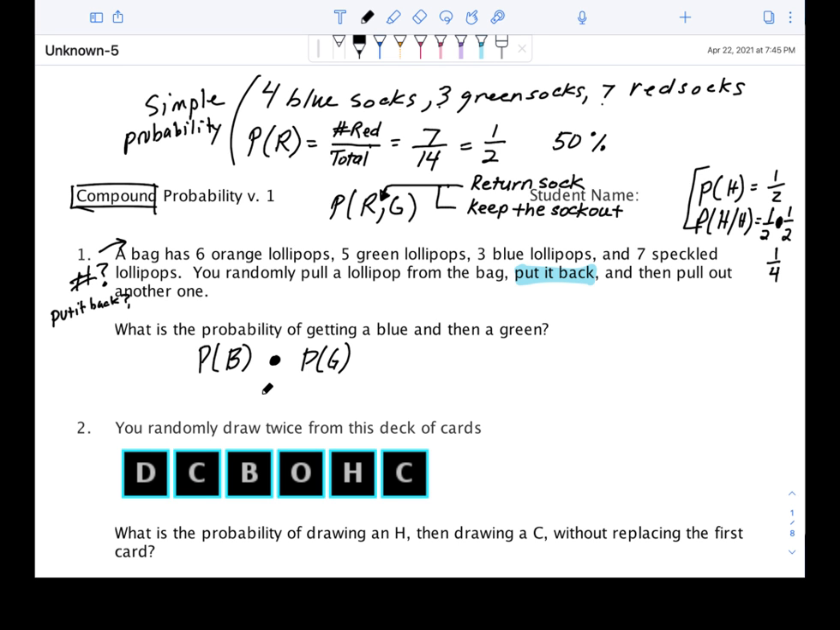Now, in this case, it's going to be put back. So the first question I ask is, how many do we have? 6 and 5 is 11, 14, 21. We have 21 lollipops.